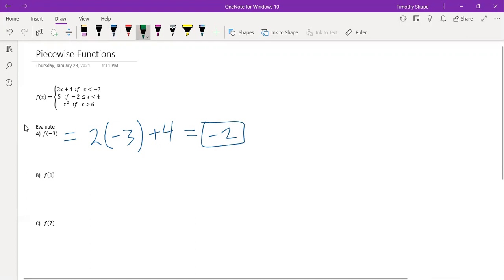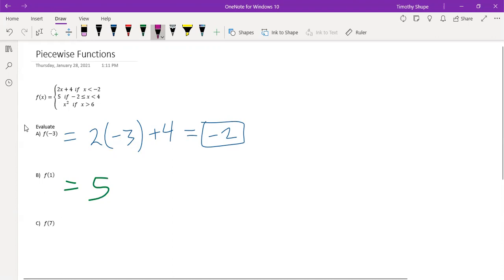If I'm looking at part B there, f of 1. So x value of 1 is going to land in the second inequality because it's between -2 and +4. So I'm going to look at that function. Well, this function here of 5 just means that anywhere on that function, my y value is going to equal 5. So regardless of what the x is, this one here is just 5. There's nothing I can do to plug it in because there's no x to plug it into.